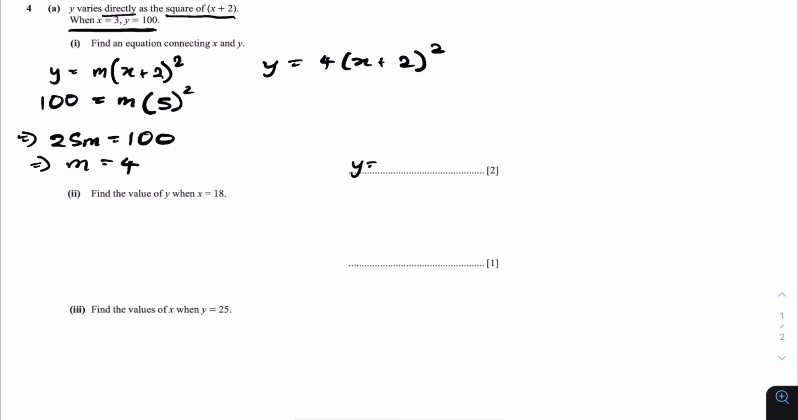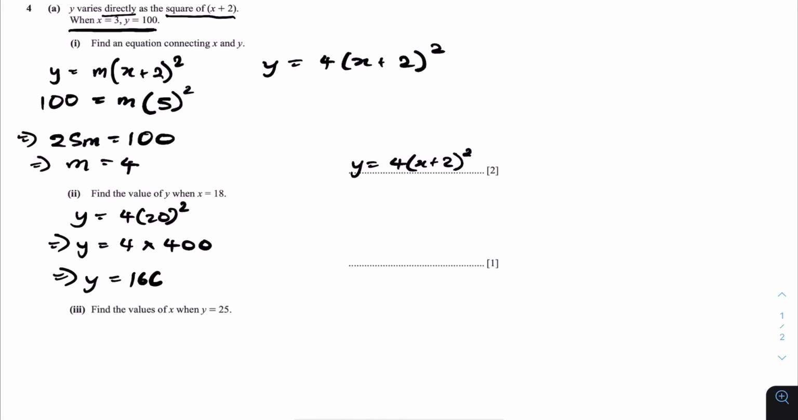Oh wait, I should have written it down here. We don't need to simplify this any further because it's pretty simplified already. Now, the next part is really easy. We just have to substitute the value of 18 in and then find the value of y. So y equals 4 times 20 squared, since 18 plus 2 is 20, which gives us y equals 4 times 400, and y equals 1600. Yeah, that seems right.